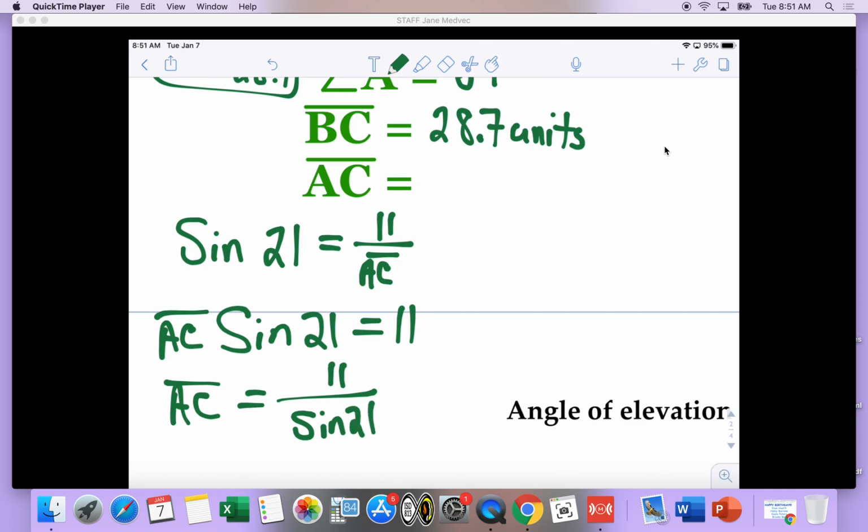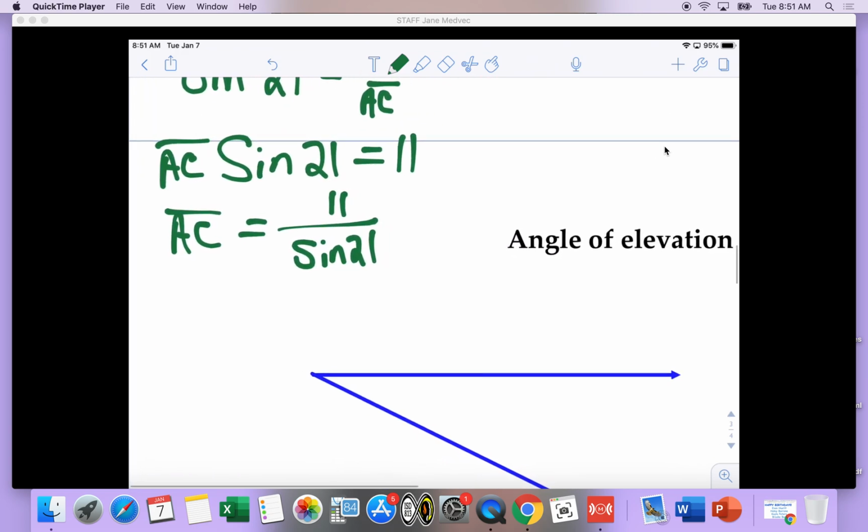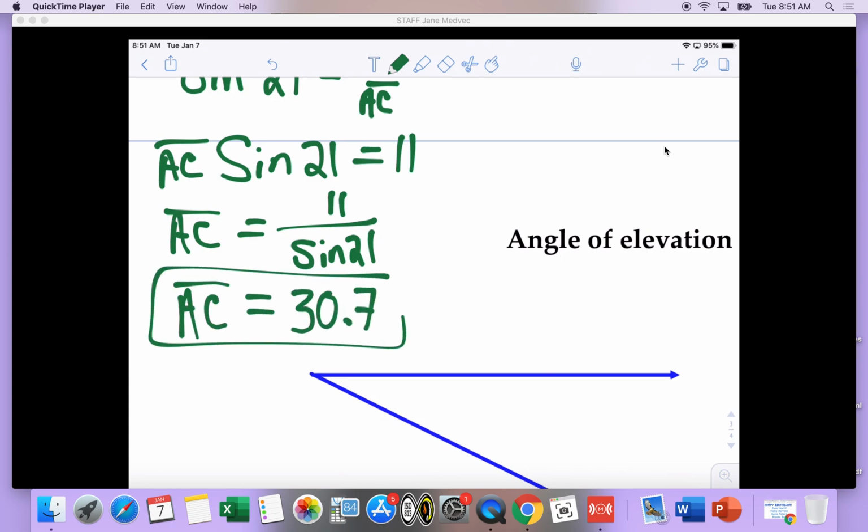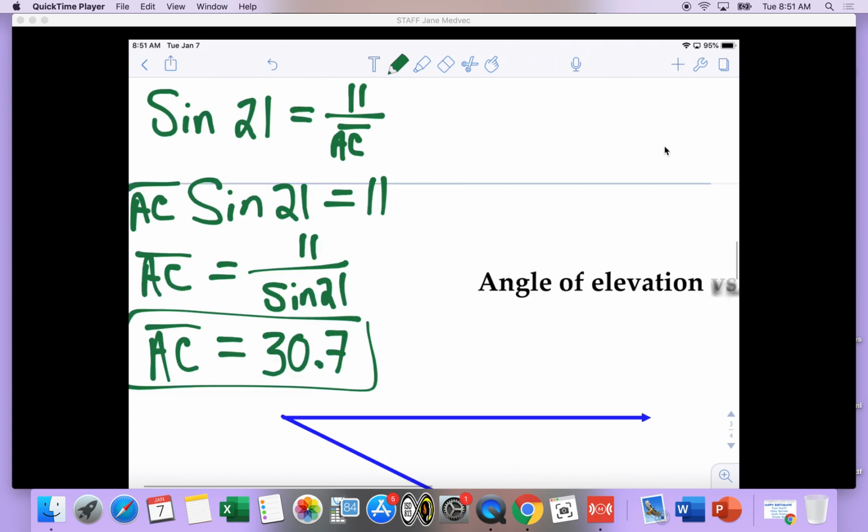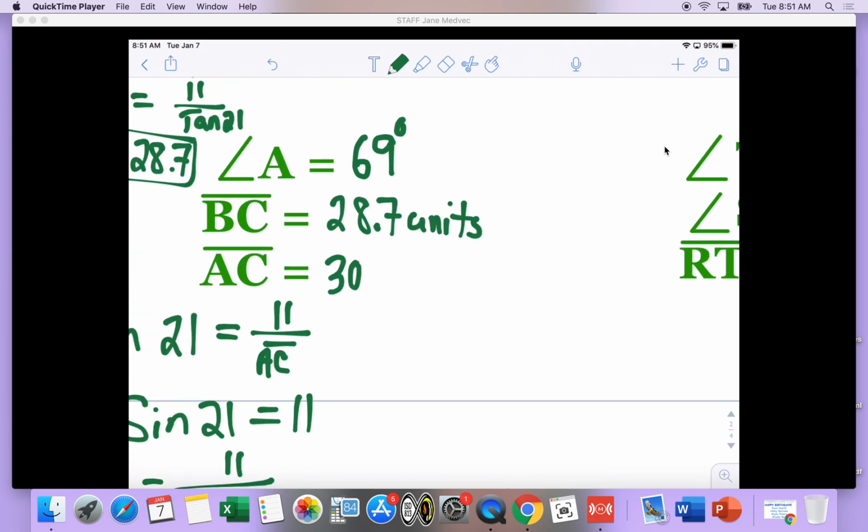Okay, so I'm going to grab 11 divided by sine 21. I've got 30.7. And then I come back up here and I go 30.7 units.